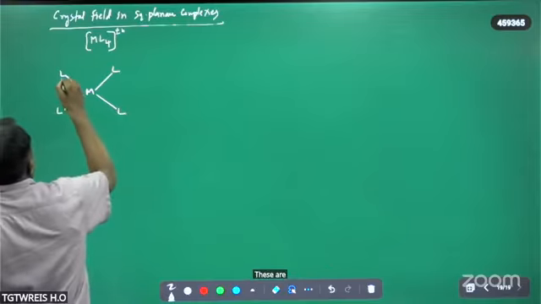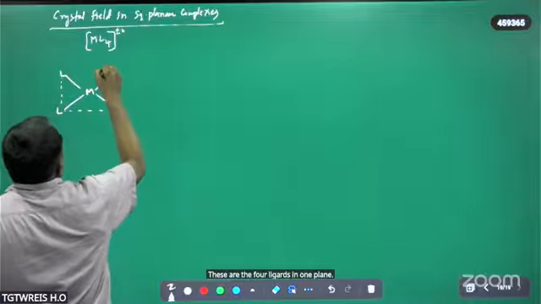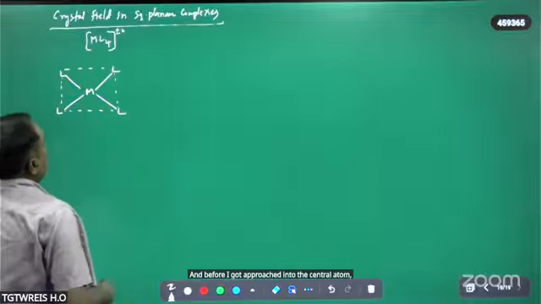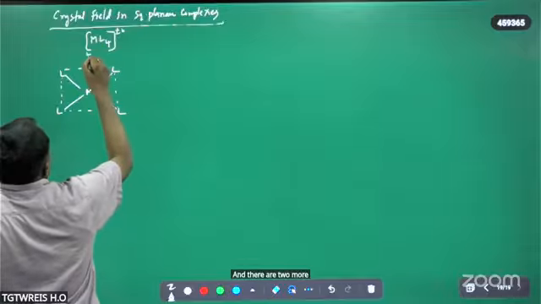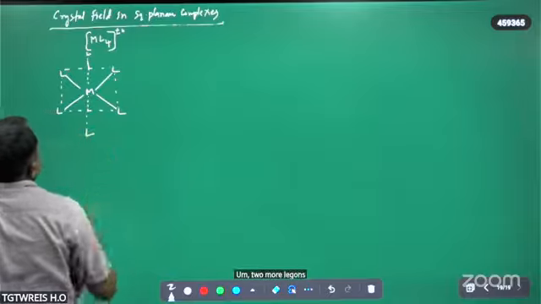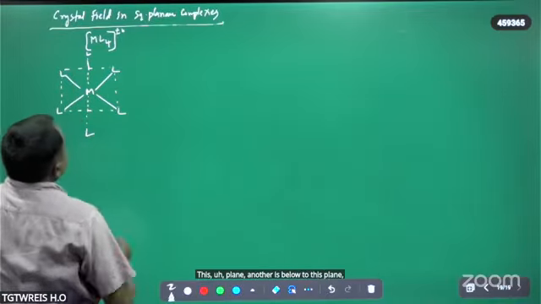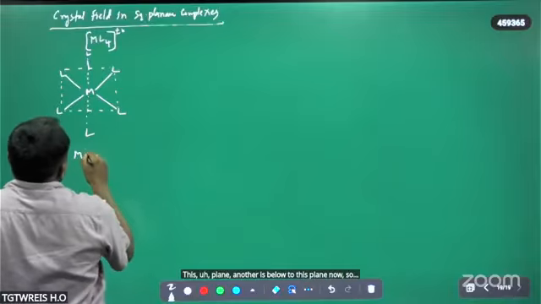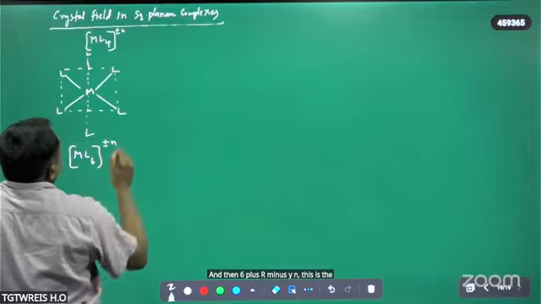These are the 4 ligands in one plane, and these 4 ligands approach the central atom along the xy axis, and there are 2 more ligands. One is above this plane, and another is below this plane. So this is ML6, ML6 plus or minus n. This is the octahedral complex.